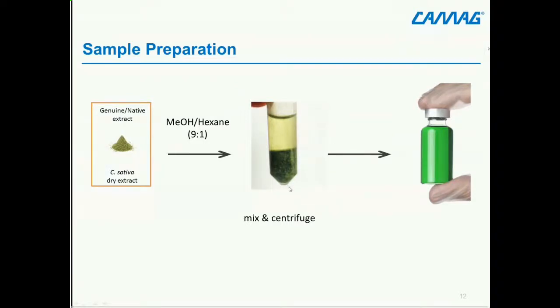Sample preparation is also described in the SOP, and then depends on if you want to have the whole profile of cannabinoids and cannabinoid acids, or if you just want to have the cannabinoids decarboxylated. So the fast way is that you just have your powdered sample, you mix it with methanol hexane, and centrifuge it and take the supernatant. This can be applied on the HPTLC plate without further sample preparation.